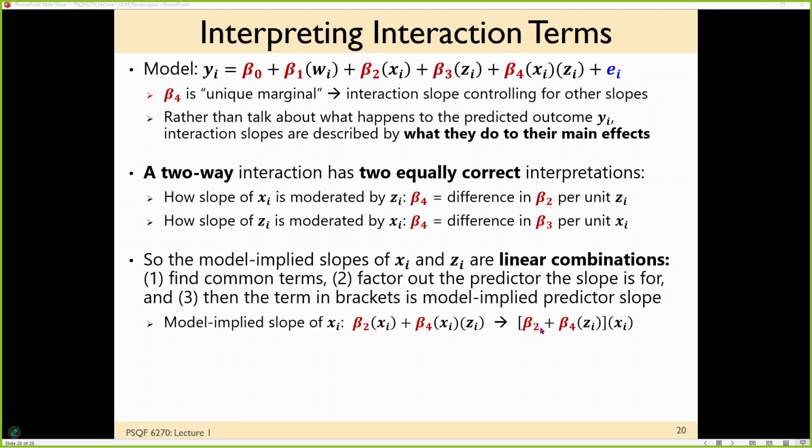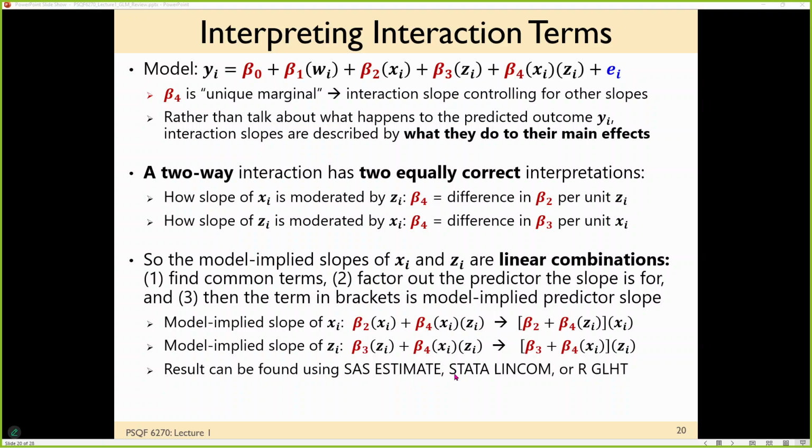It starts out with beta 2 for what it is if z is 0, when this part goes away, but then it picks up beta 4 as a function of z. So beta 4 is like a knob, like it's turning the effect of x up or down as a function of this moderator. And it's a knob that has the same click. Like each 1 unit change in the moderator clicks one more spot on the knob. I can do the same thing with the other variable too. I go up to the model, I find all the things that have z in it now. Bring those down, factor out z, and the ingredients of what's left tells me how I get the effect of z for anybody in my sample.